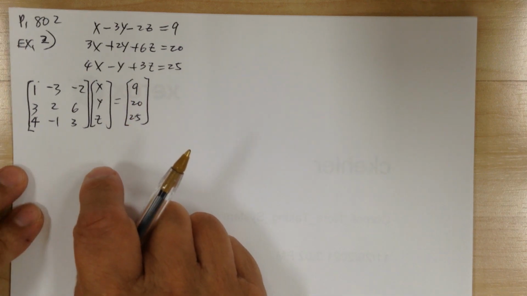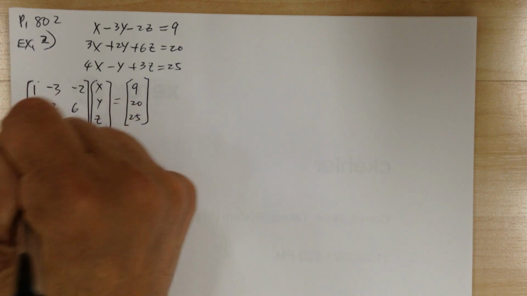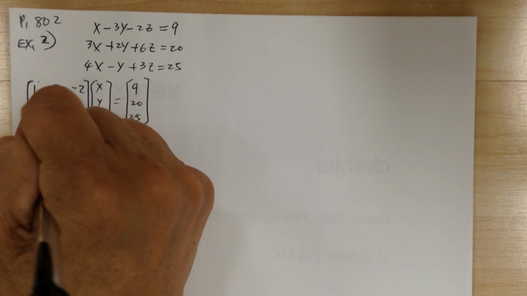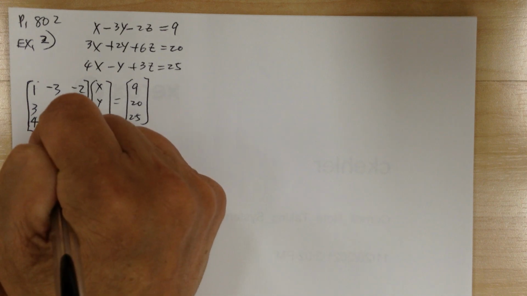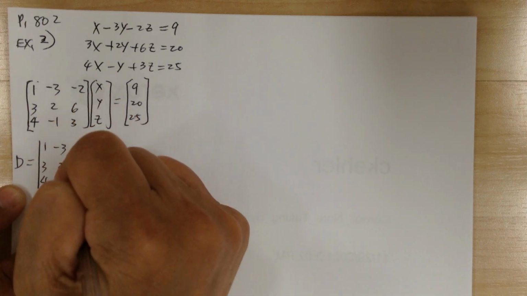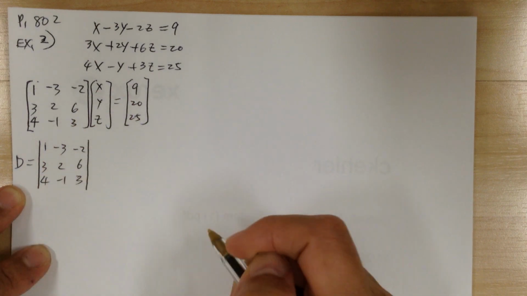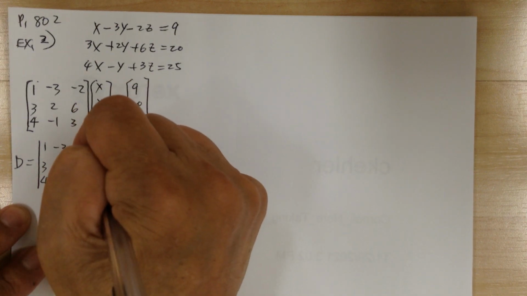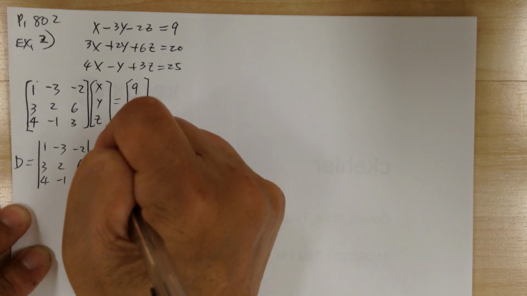Okay, so first let's look for D. D will equal just the original, so it'll be 1, 3, 4, -3, 2, -1, -2, 6, 3. Okay, and then I'm going to copy 2 more columns so I can do the diagonals.